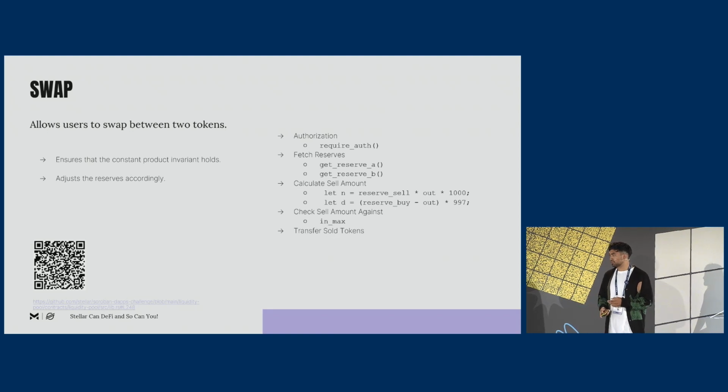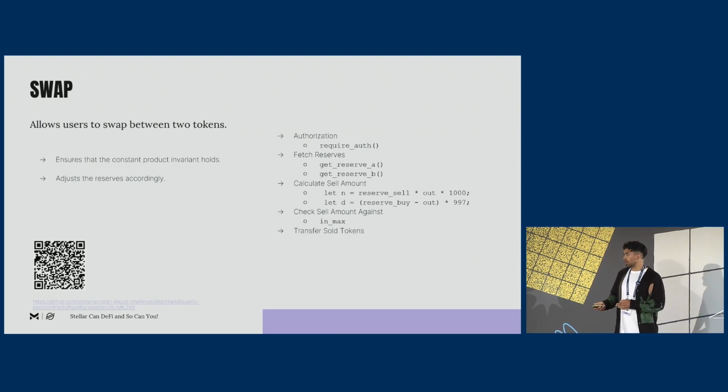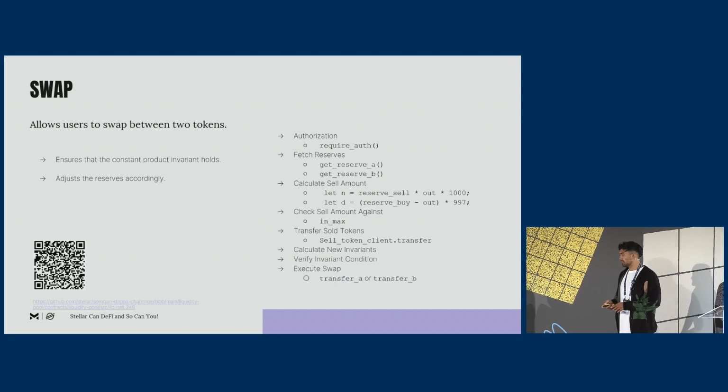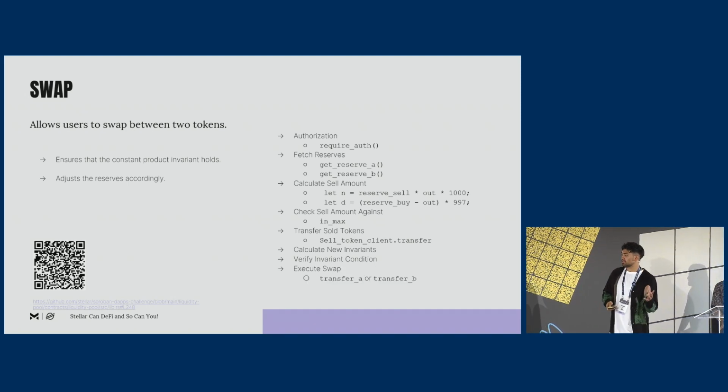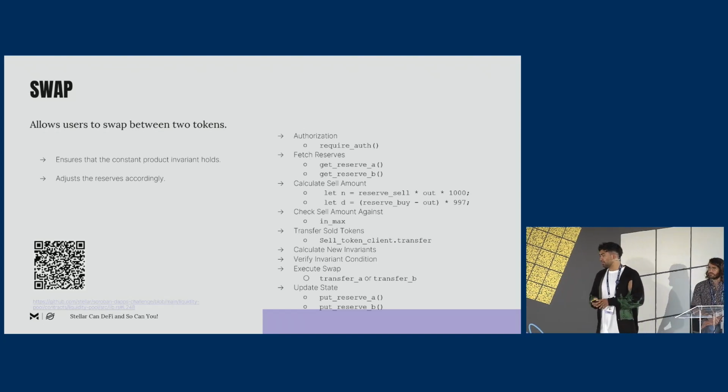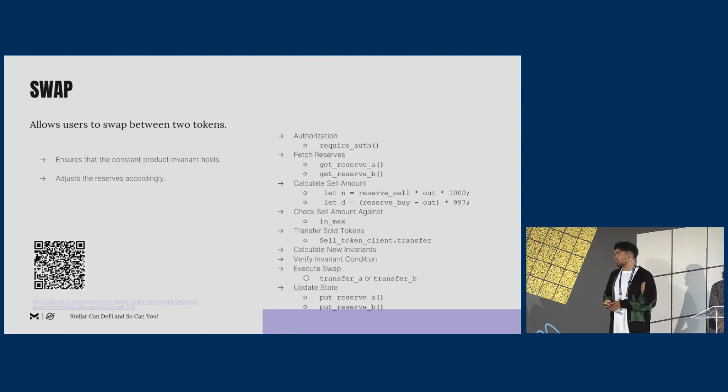Then we're going to go ahead and transfer those sold tokens from the liquidity pool over to the user wallet, and then we're going to calculate new invariants and verify that they hold, and then execute that swap. So we're either going to transfer in A or transfer in token B. Then we're going to go ahead and update the state there, and again, by calling the method put reserve A and put reserve B.